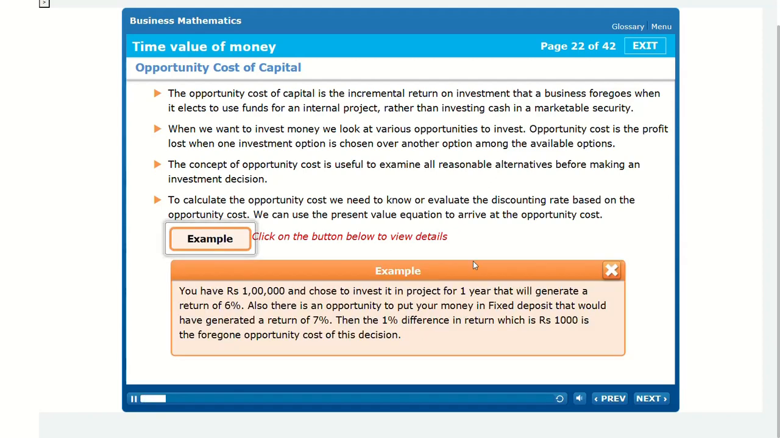Example. You have rupees 100,000 and chose to invest it in a project for 1 year that will generate a return of 6%. Also, there is an opportunity to put your money in fixed deposit that would have generated a return of 7%. Then the 1% difference in return, which is rupees 1,000, is the foregone opportunity cost of this decision.